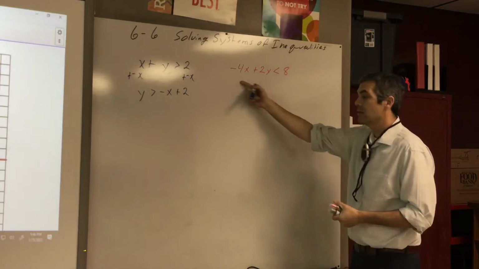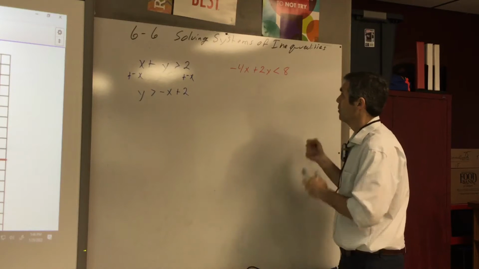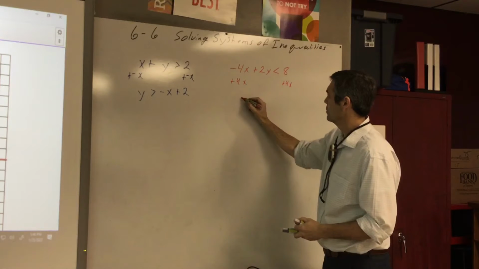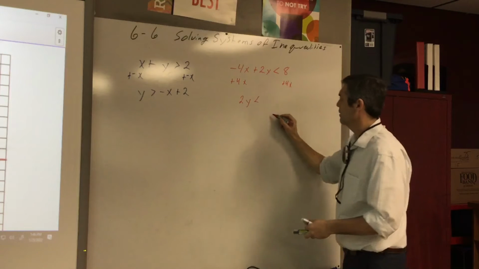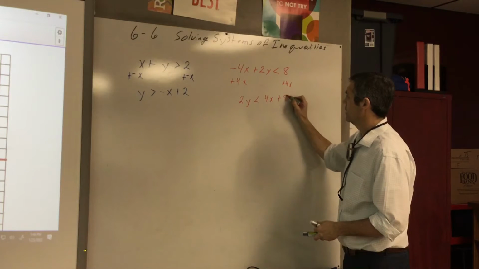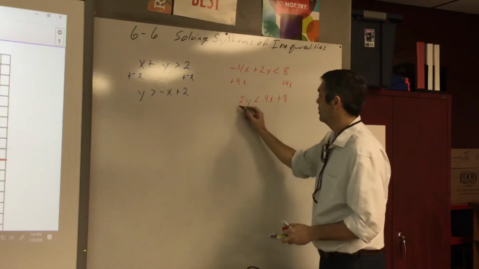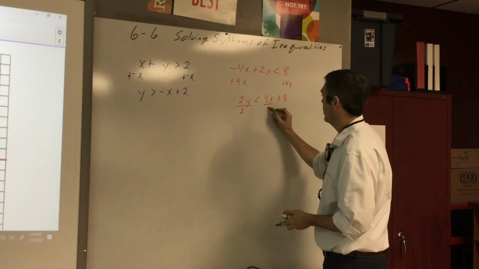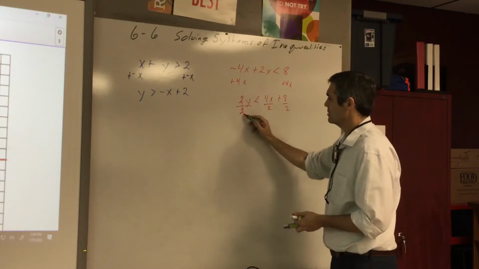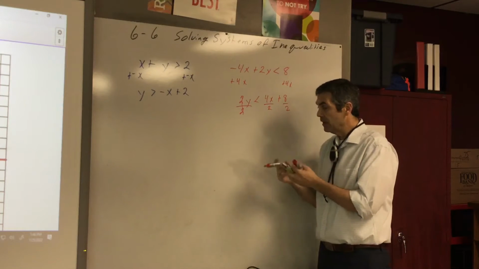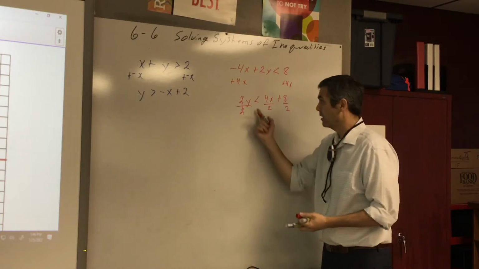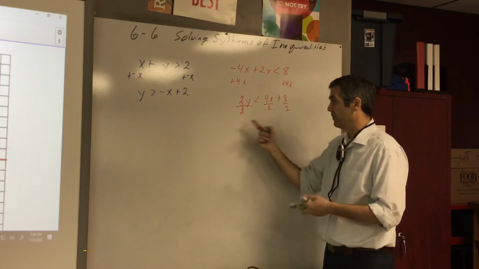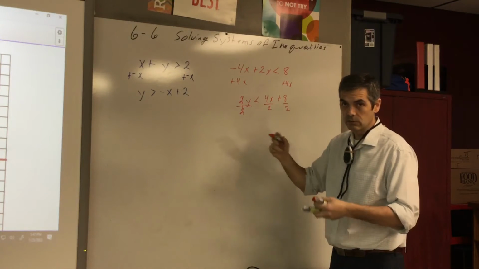Then we're going to do the same thing over here. We add the inverse. That leaves me with 2y is less than 4x plus 8. Divide by 2, divide by 2, and I'm going to split this up into both of these terms. Remember, if you divide by a negative on both sides, you have to flip the inequality. I don't do that here because I divided by a positive number, but if it had been negative, you'd have had to flip that inequality, so don't forget that.